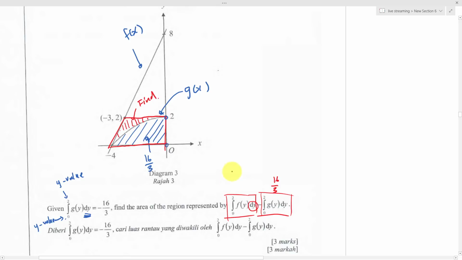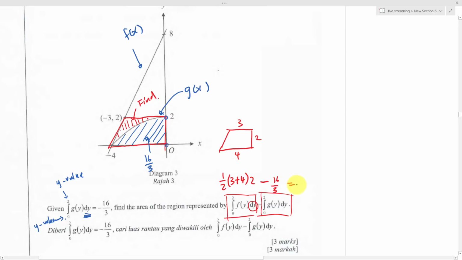So basically, I need to know the area of the trapezium. So I have this coordinate. The negative 4 tells me my trapezium here, because this is negative 4, this is 4 units. And then this is negative 3, this is 3 units. Height will be 2. So my trapezium is half a plus b multiply height, right?